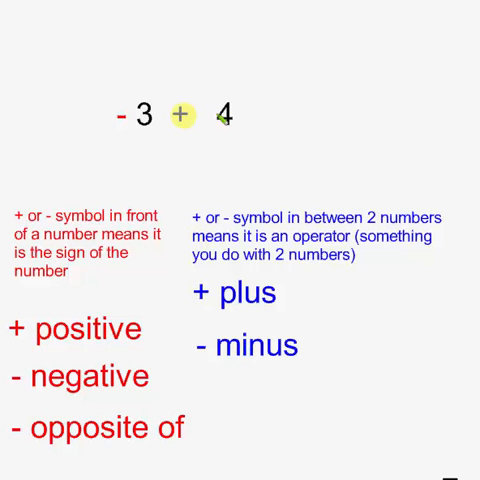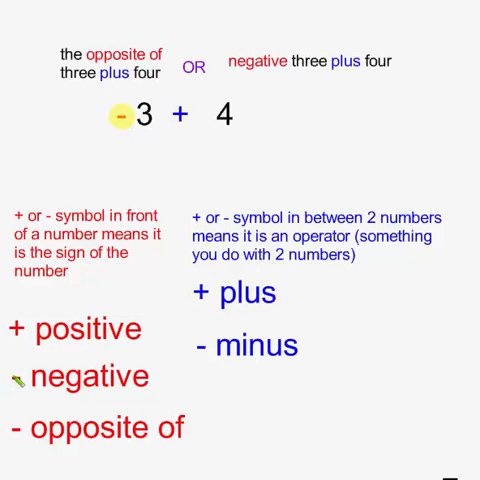Because this symbol is between two numbers, it is an operator, and I would not use the word positive. It would not be correct to say the opposite of 3, +4. Because it's an operator, it's between two numbers, we must use the word plus. This is read either -3 plus 4 or the opposite of 3 plus 4. It's because this symbol can be read using two different words, makes for two different possible ways to read it. In this case, I chose to use the word negative. In this case, I chose to use the word opposite of. Either way, they mean the same thing. The opposite of 3 means the same thing as -3.